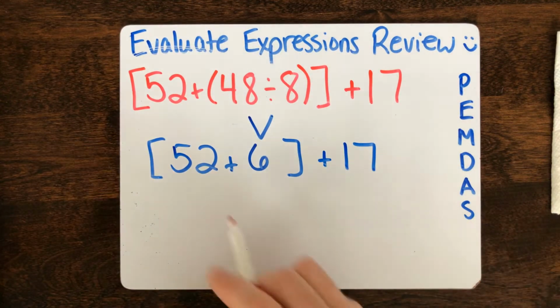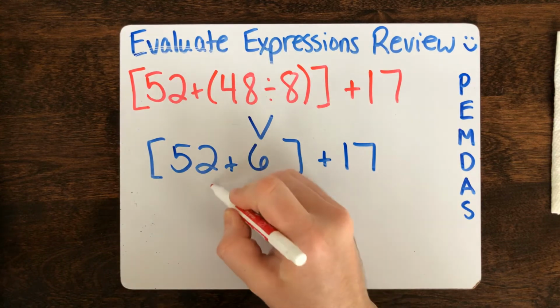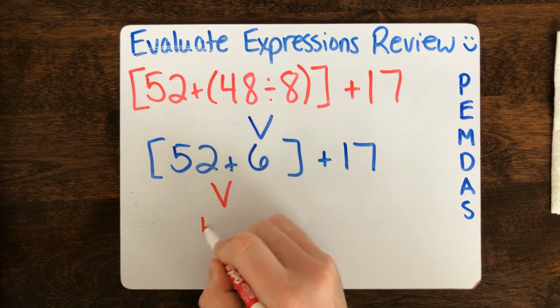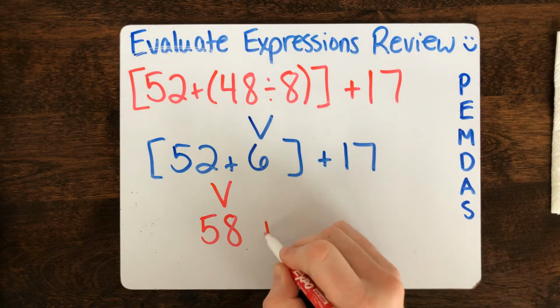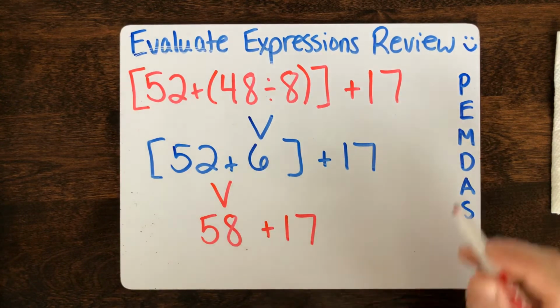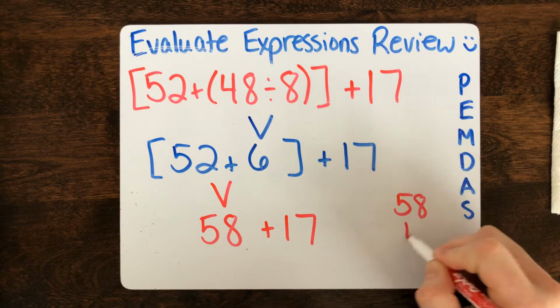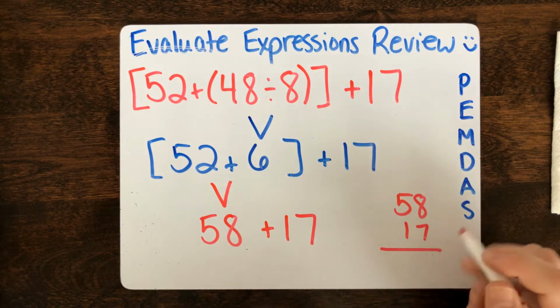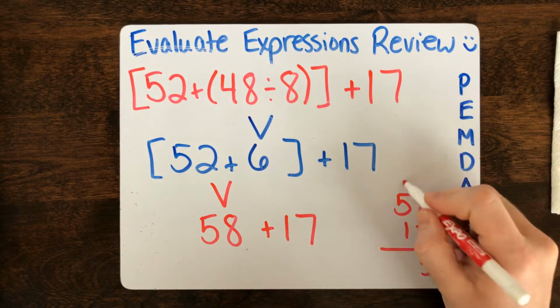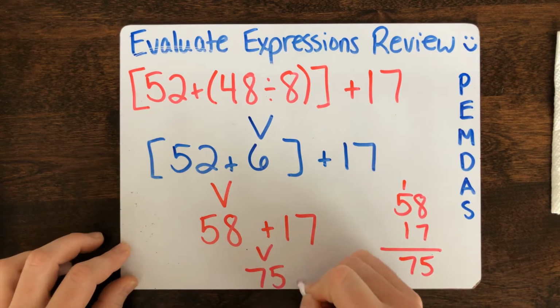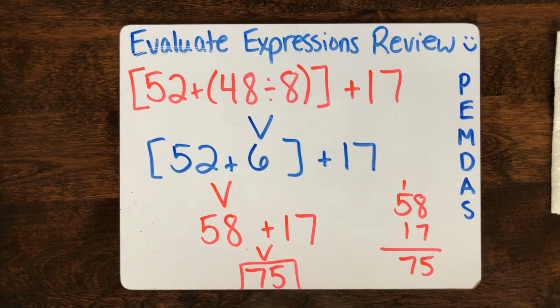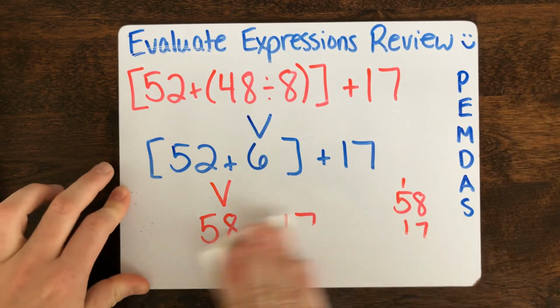Now I have 52 plus 6. I'm going to add those together. I get 58. Bring down the 17, plus 17. Now I'm going to add 58 and 17. And that's 15, 5, 6, 7. My answer is 75. And that's what I get as my answer for the third problem.